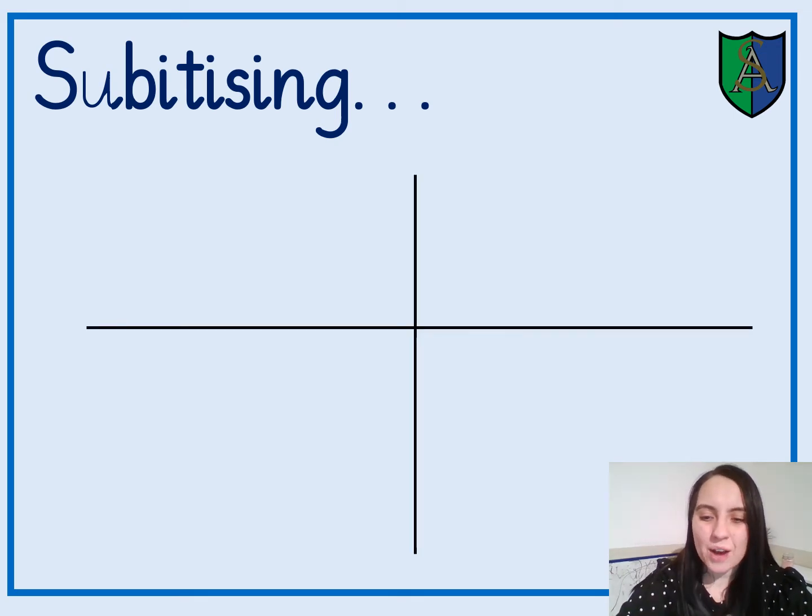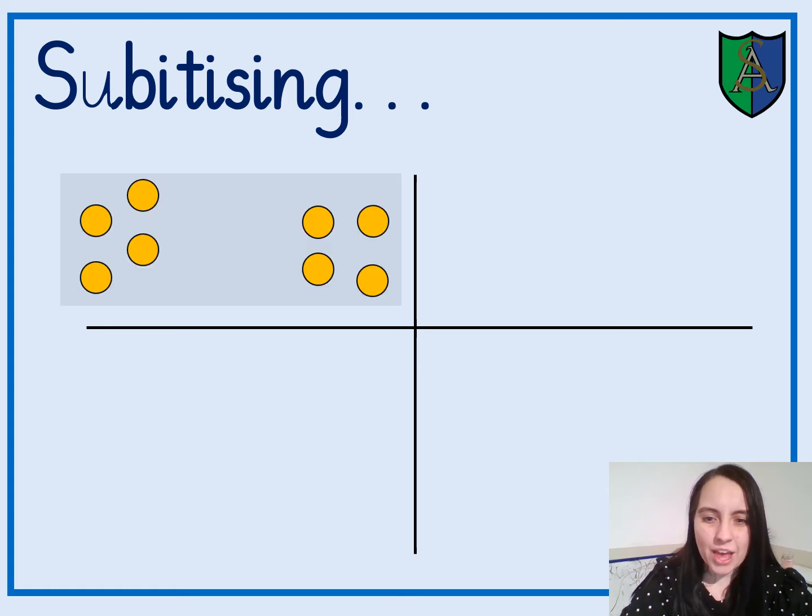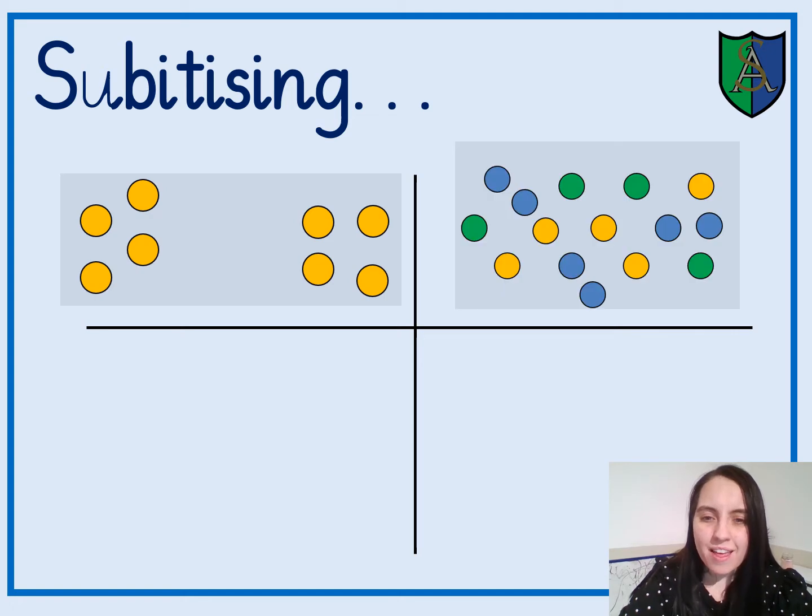Okay, time to review. Let's have a look at that first one. Well done if you said 8. I can see 4 and 4, and I know double 4 is 8. So a huge well done if you got that one. This time we were looking for those blue dots, and I can see a 2, a 2, and a 2. So 3 groups of 2. So 3 times 2, which is 6. Well done if you said 6.